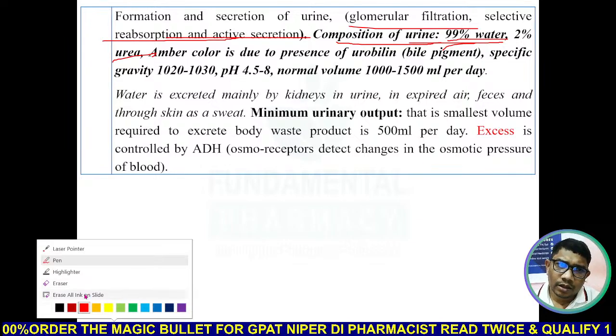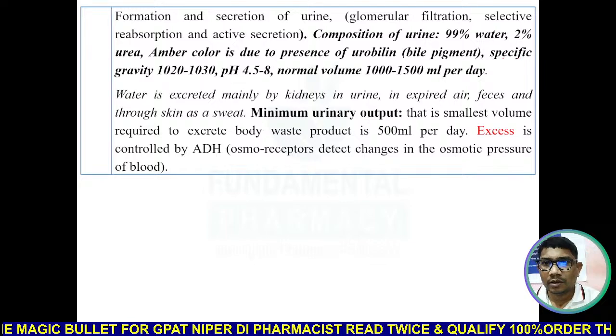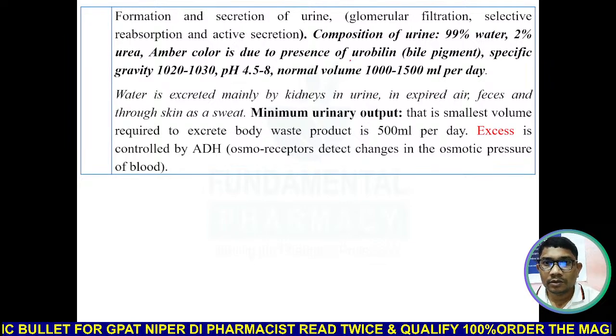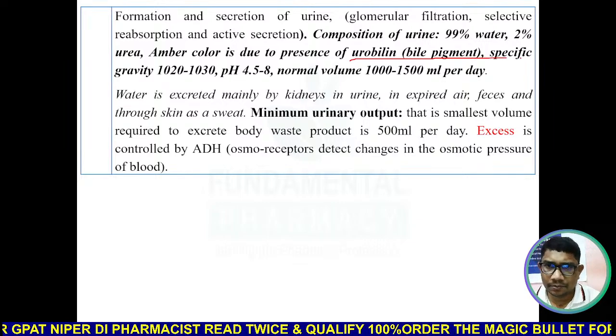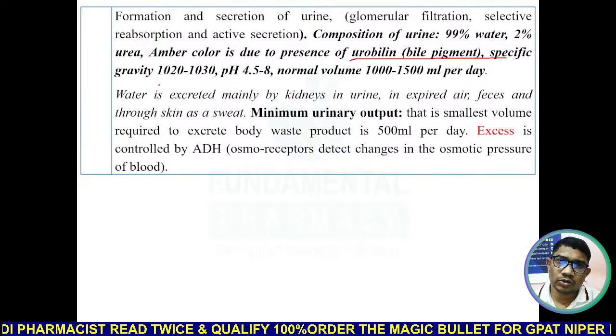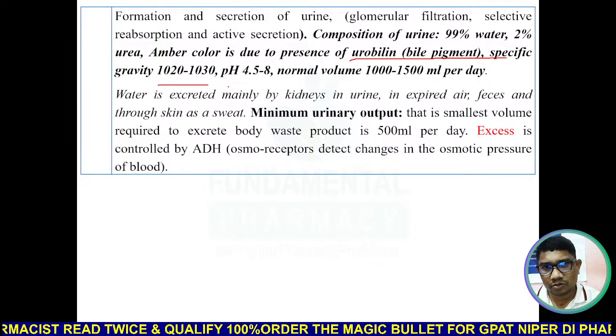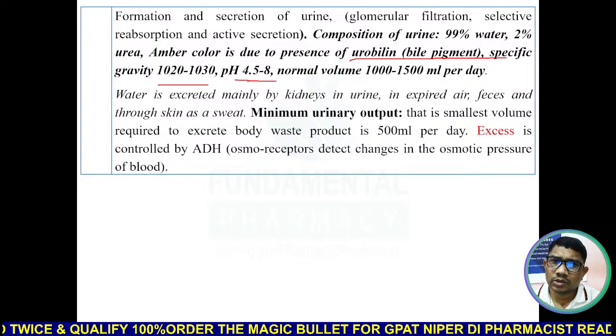Why? The amber color of urine is because of the presence of urobilin, which is a bile pigment. The color of urine is because of the bile pigment known as urobilin. Then specific gravity of urine क्या होता है? 1020 to 1030. And pH of urine is 4.5 to 8. Question already आ चुका है.